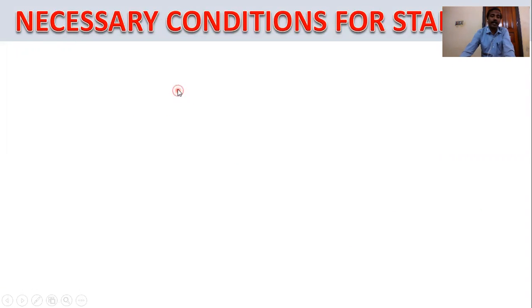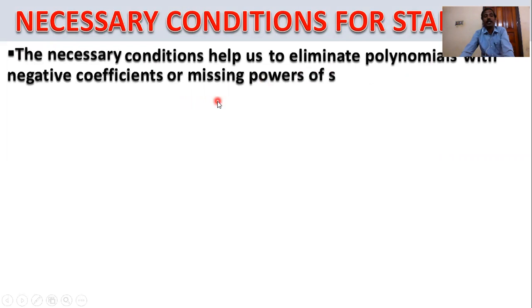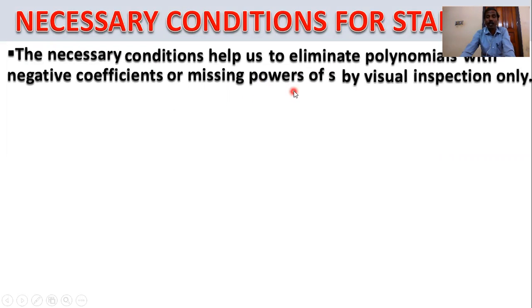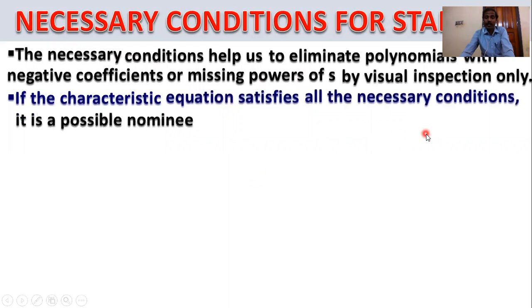What does the necessary condition do? The necessary condition helps us eliminate polynomials with negative coefficients or missing powers of s by visual inspection only. If the characteristic equation satisfies all the necessary conditions, it is a possible candidate for examining further.